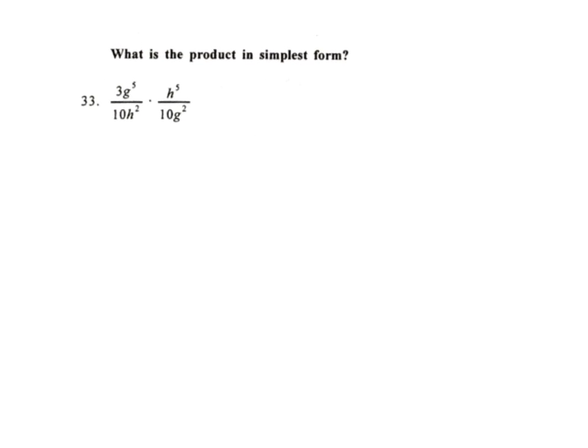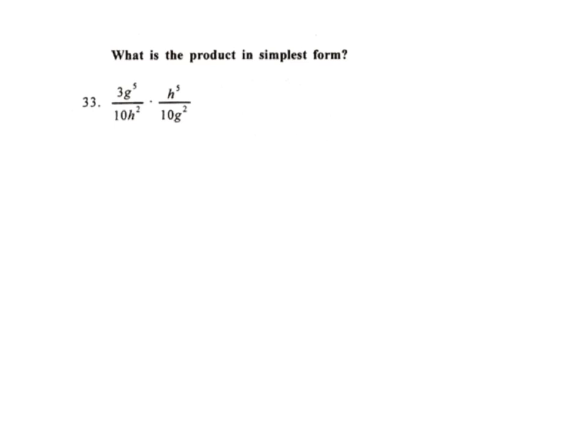All right, this is 33 and 34 of your final review. It says, what is the product in the simplest form? We have 3g to the 5th divided by 10h squared, and then we have h to the 5th divided by 10g squared. And we're multiplying, so we're going to multiply straight across.